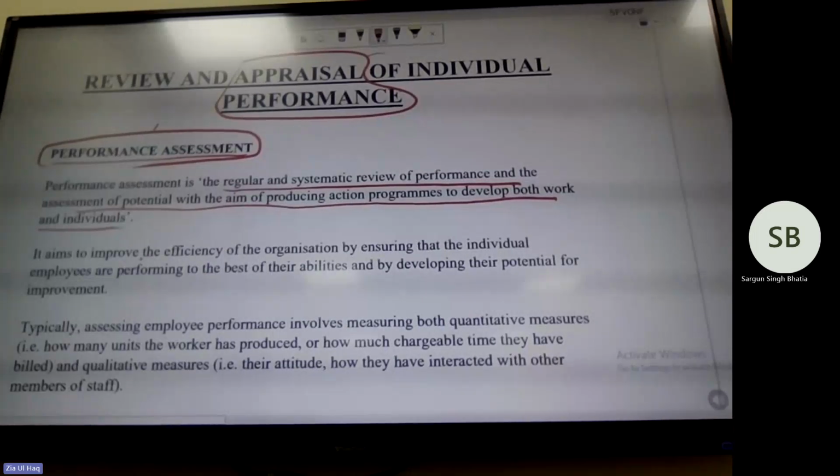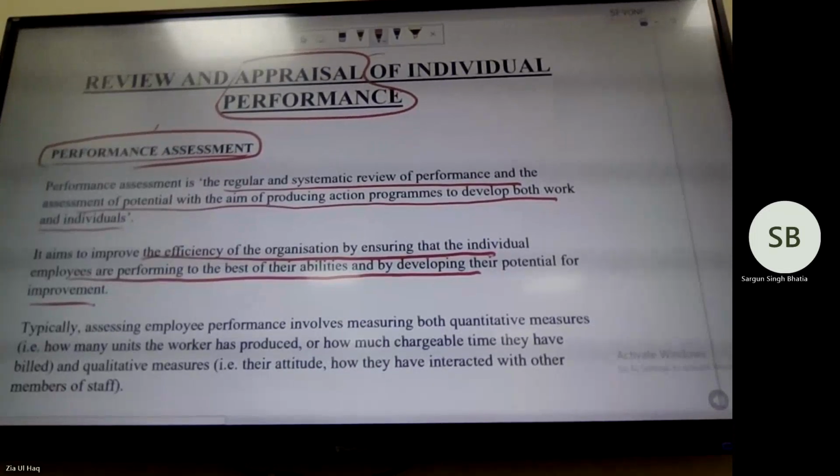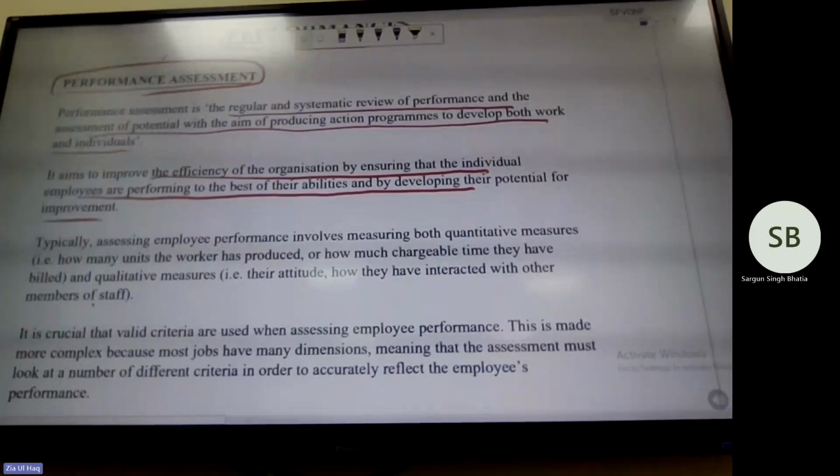It aims to improve the efficiency of the organization by ensuring the individual employees are performing to the best of their abilities and developing their potential for improvement. I mean, just checking whether employees are working efficiently or not. Typically, assessing employees' performance involves measuring both qualitative factors and quantitative factors. I mean, we measure performance in both quantitative terms and qualitative terms. Quantitative means numbers. Qualitative means factors other than numbers.